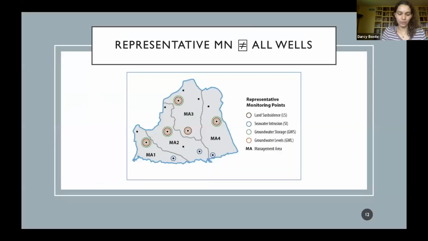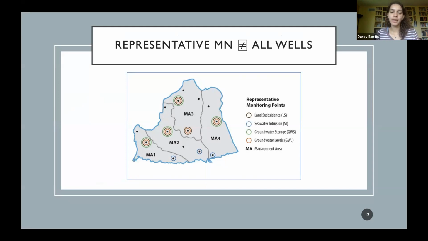So in short, representative monitoring networks are not all wells within a monitoring network, but it is what we have access to in the GSPs. So a lot of the GSPs that I've looked at so far don't include their entire monitoring networks. They just specify what representative monitoring networks they have for the different sustainability indicators.